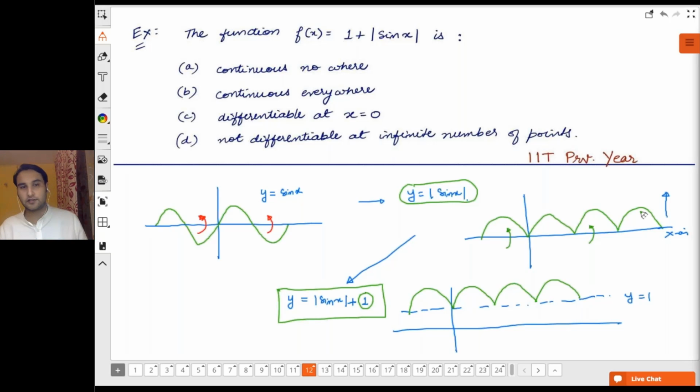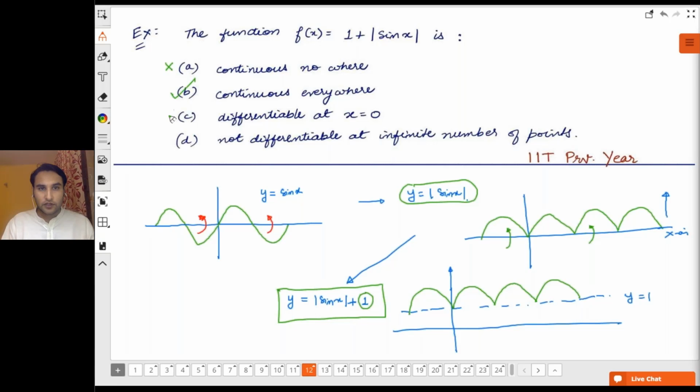That's it. As simple as that. So in mod sin x, what happened? The negative portion came up. Upon adding a plus 1, what happened? The entire graph shifted up along the y-axis. This is simple graph transformation. Now, can you tell the answer directly? Very simple. Continuous. Of course, it is continuous. It's not breaking anywhere. So it is continuous everywhere.